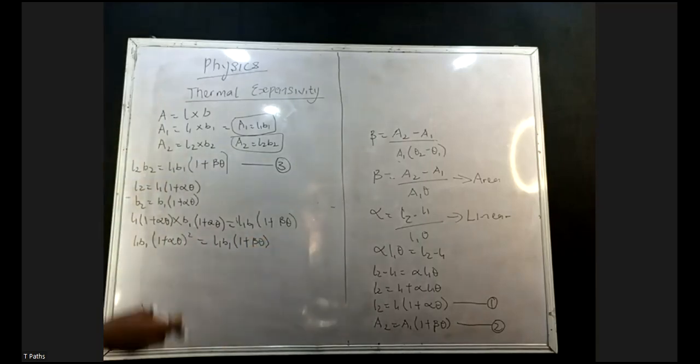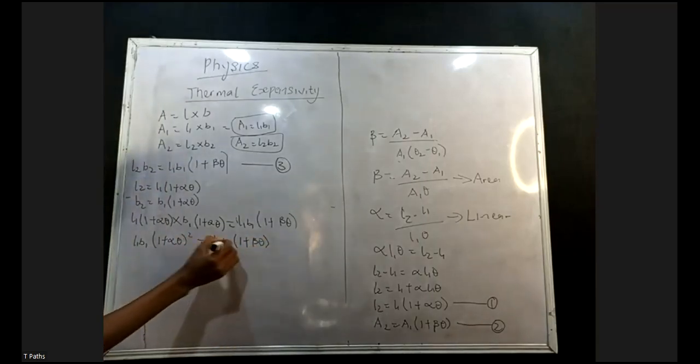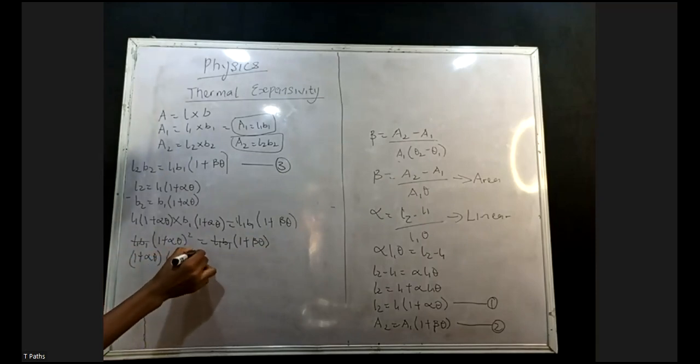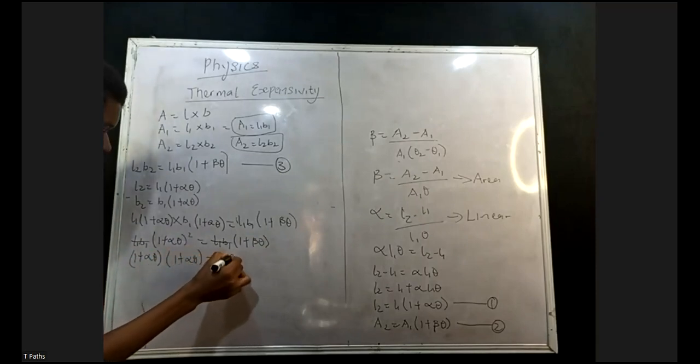So from here, L1 B1 is common, right? Which means they can cancel themselves out. This is going to cancel out this. So what I'm left with is 1 plus alpha theta squared. So I'm just going to do it like this. It's equal to 1 plus beta theta.